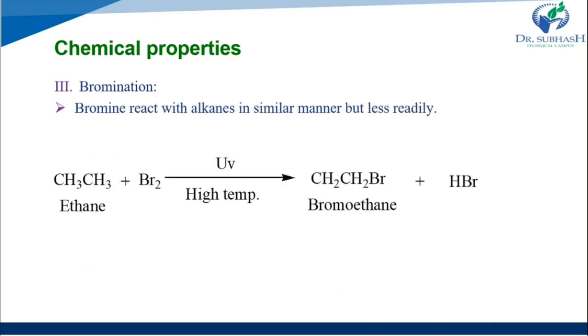Okay, and then the third one is the bromination reaction. So bromine reacts with the alkane in a similar manner but less readily. Ethane reacts with bromine in the presence of high temperature or UV light, making one bromoethane, that is a haloalkane, and one HBr is removed.